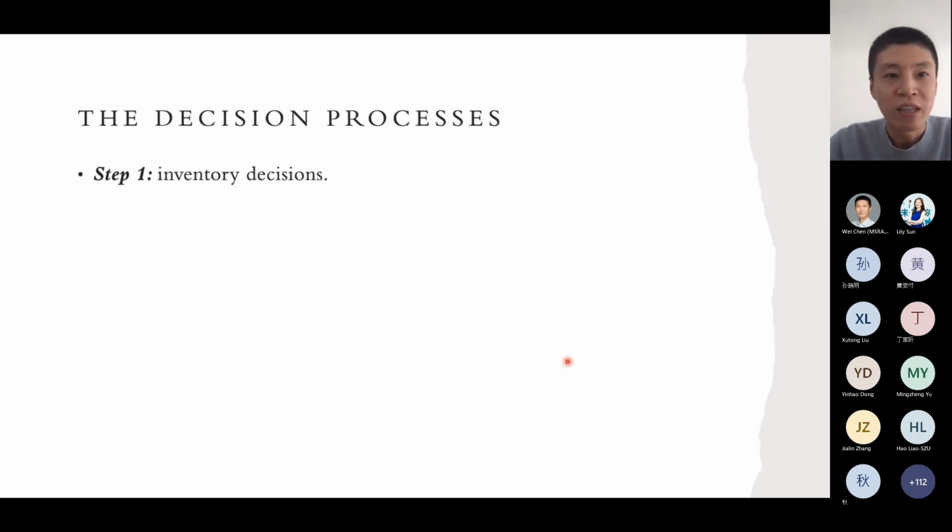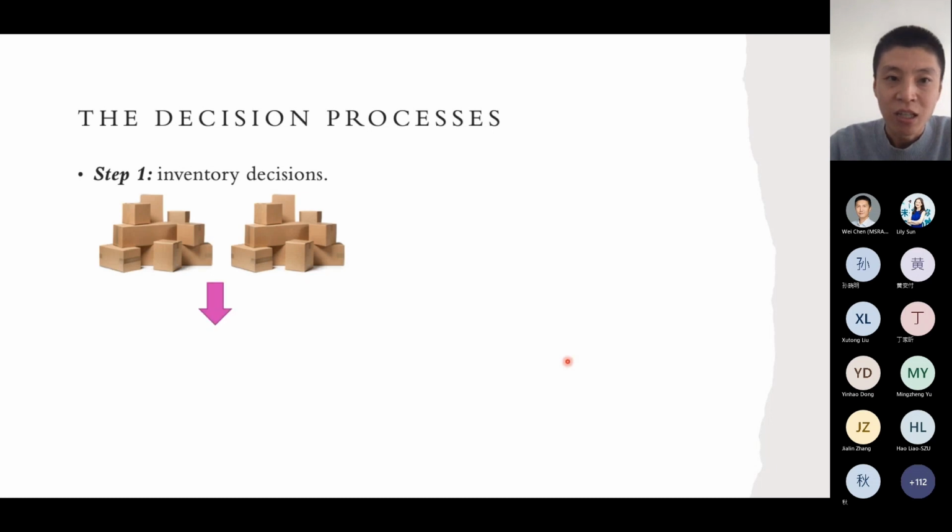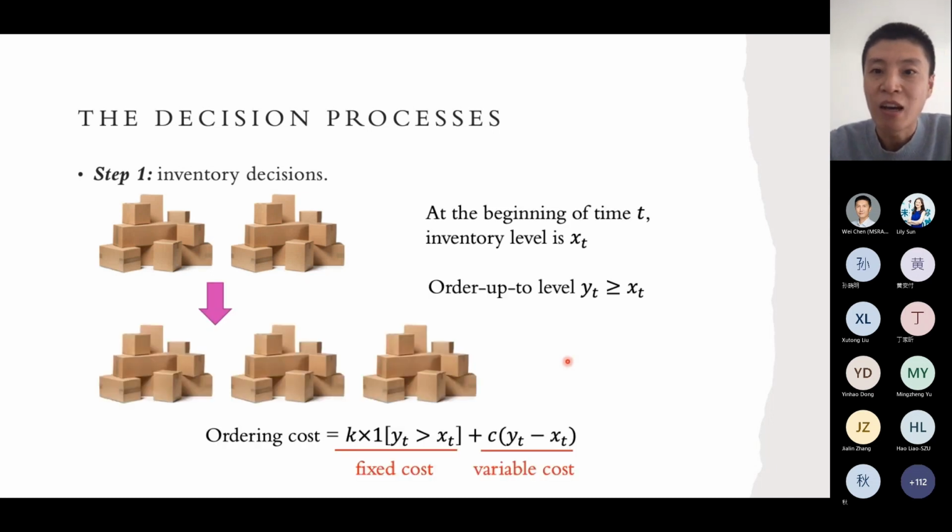So in the first step, these decision steps, we are going to make iteratively, round by round. In each round, the first step is to make inventory decisions. That means at the beginning of this round, which we also call time t, we have an initial inventory level, which we call xt.